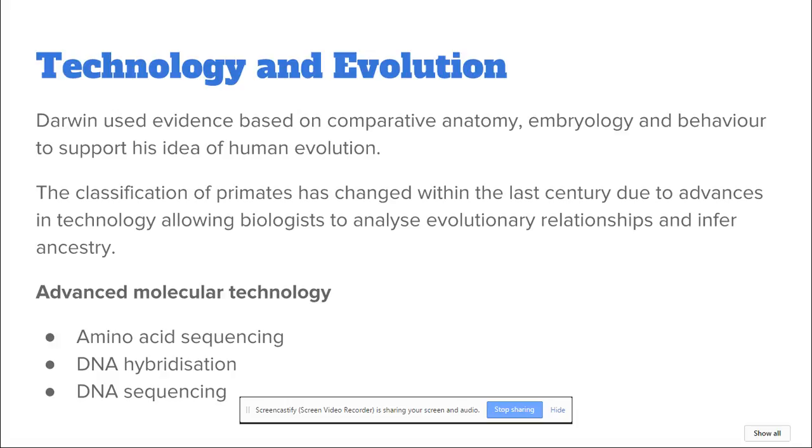in evolution. So when Darwin first looked at natural selection, his evidence was based on comparative anatomy, embryology, and then behavior to support his ideas. We know that that wasn't the best method available, and as technology has improved, we've been able to change the classification of primates within the last century due to these advances.